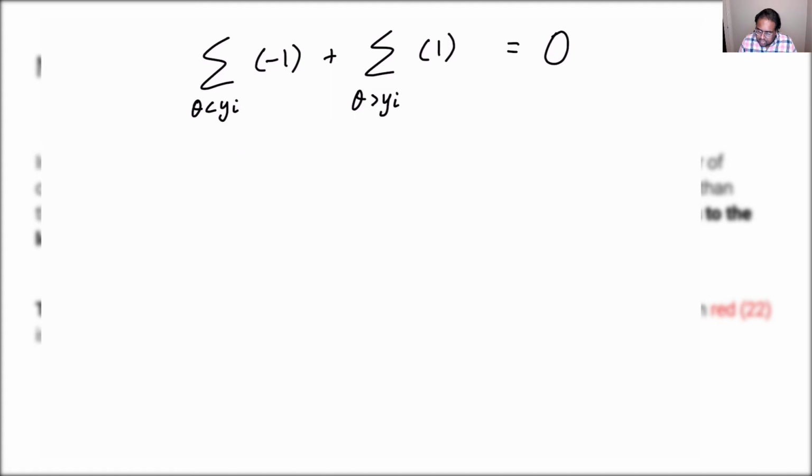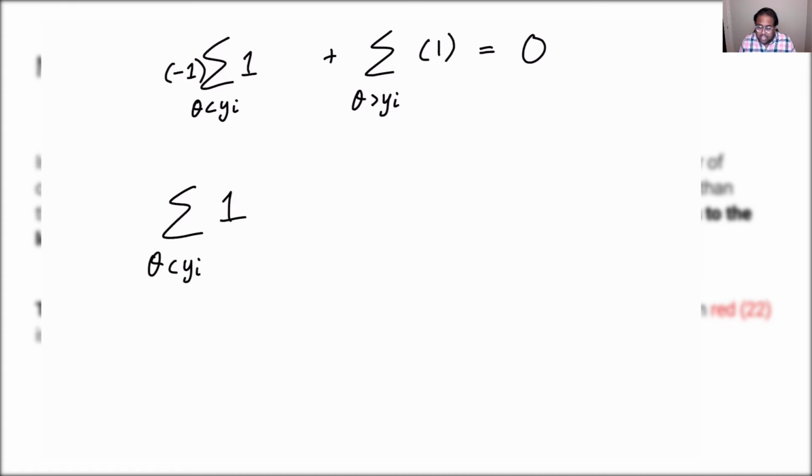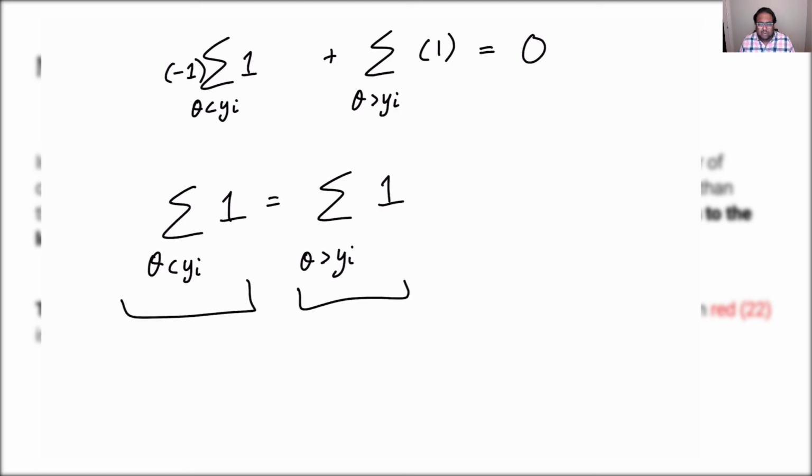And the reason I can do that is because I can technically factor out a factor of -1 out front and then add this quantity to both sides. And so by doing that, what I end up getting is that this sum of a 1 every time theta was less than yi is equal to the sum of a 1 every time theta was greater than yi. And so now we need to stop and ask ourselves, what do these sums really mean? They seem a little cryptic, but what's actually going on?